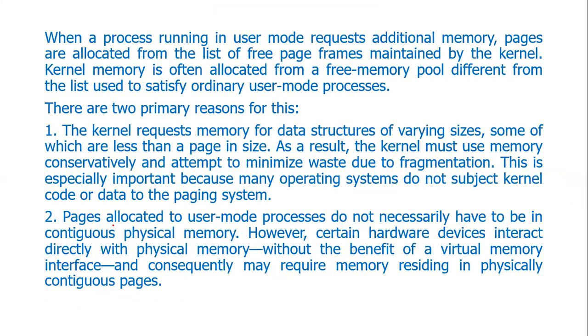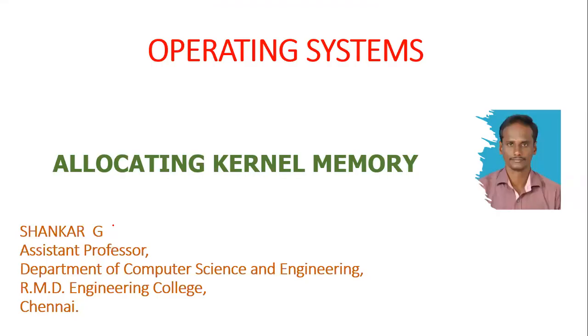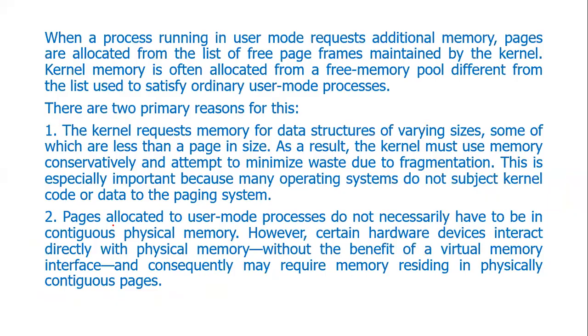Let's see why we are allocating kernel memory space. When a process running in user mode requests additional memory, pages are allocated from the list of free page frames maintained by the kernel. Kernel memory is often allocated from a free memory pool different from the list used to satisfy ordinary user mode processes. There are two primary reasons for this.